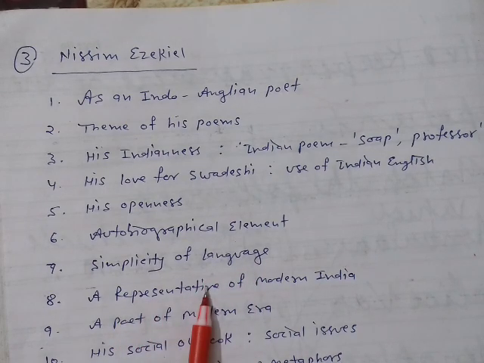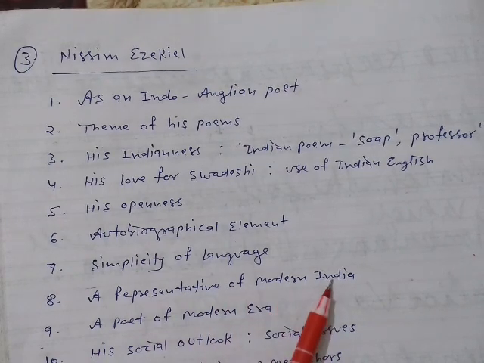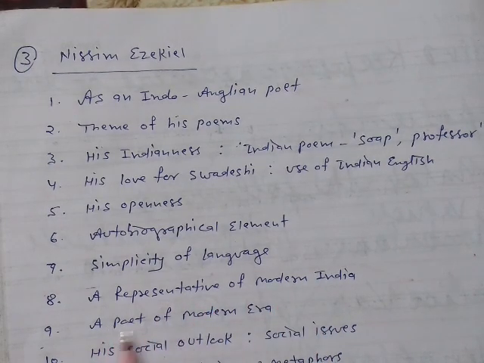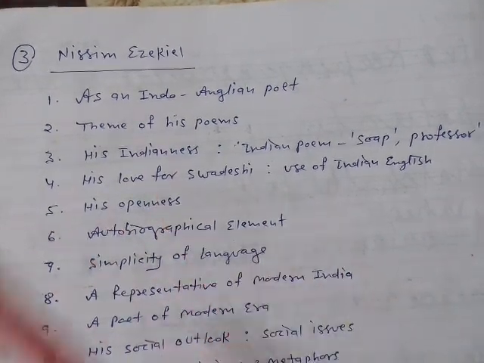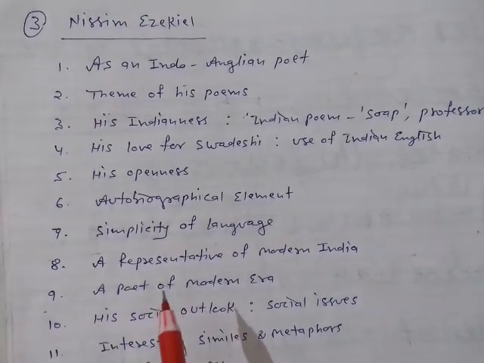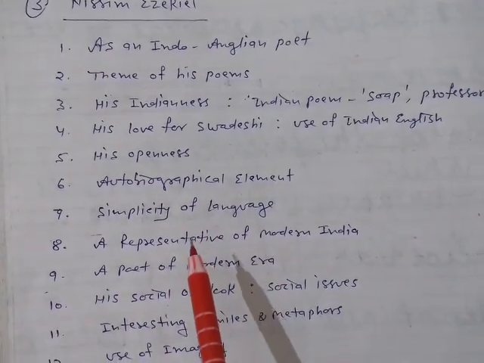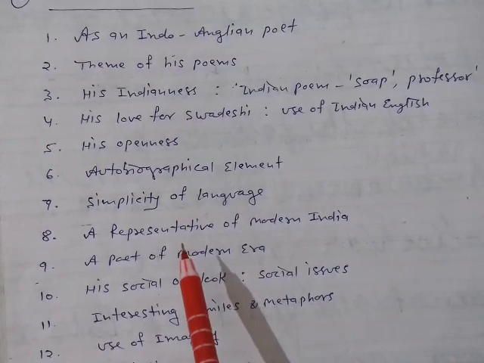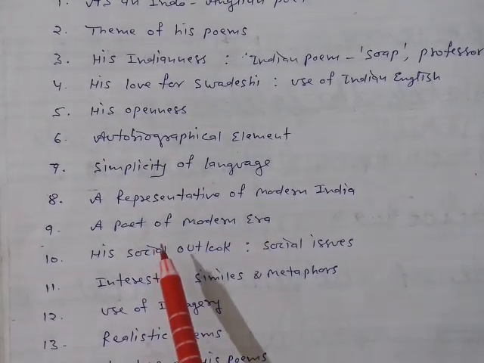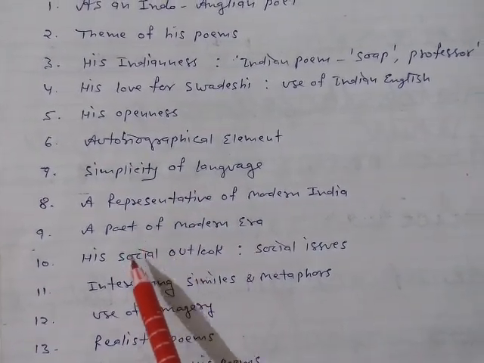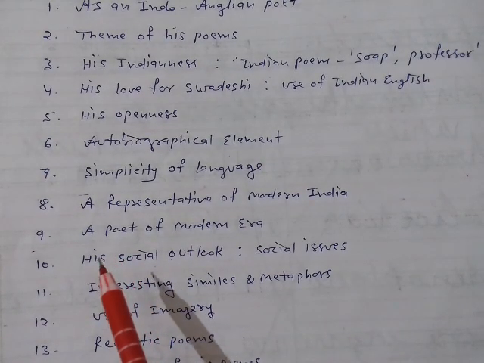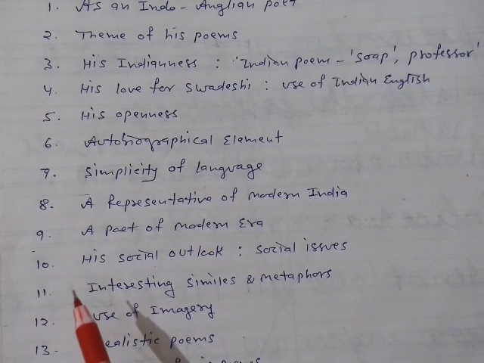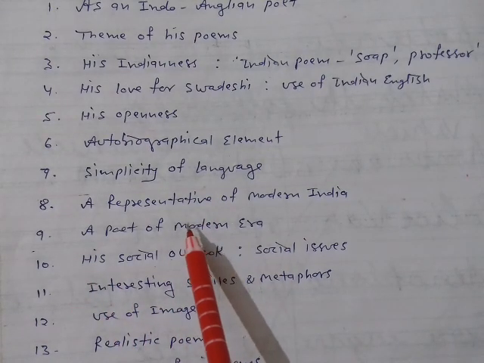Then a representative. Nissim Ezekiel had been a representative of modern India, and you can have also another heading, a poet of modern era. For this only 10 points may be sufficient for you, but I would like to give you more and more points. That depends on your choice, which heading you like or not, because different students have different choices. There is a proverb also that different heads have different minds.